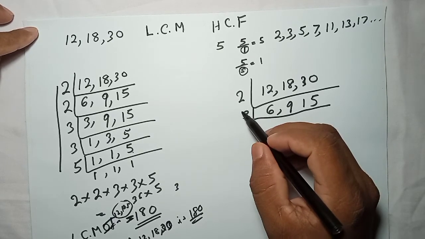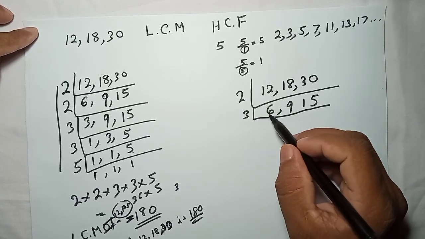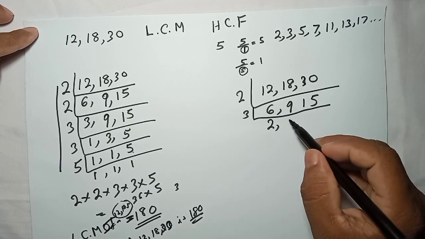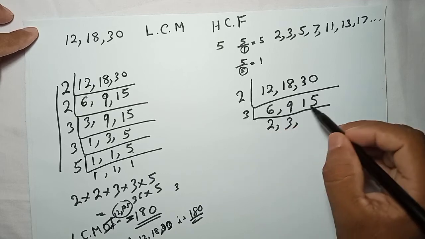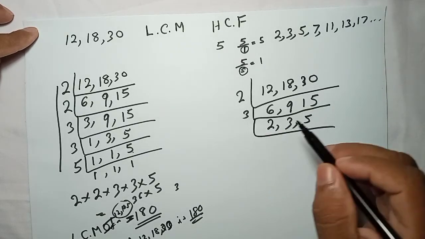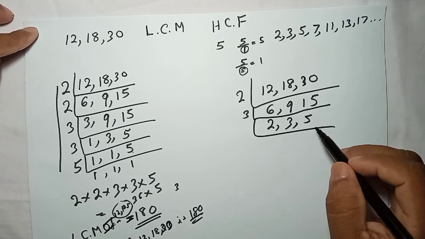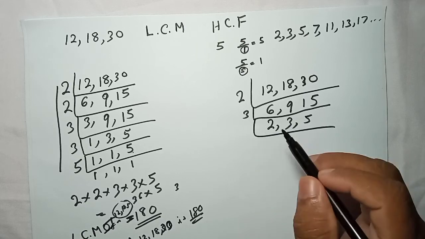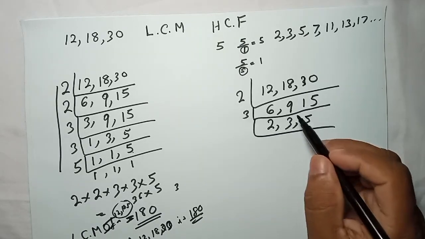Now here by 3 you can divide. So I will divide. 6 divided by 3, the answer is 2. How many 3 are there in 9? 3. How many 3 are there in 15? 5. Then there is no number by which you can divide all three of these, except 1. So that's why you have no number.